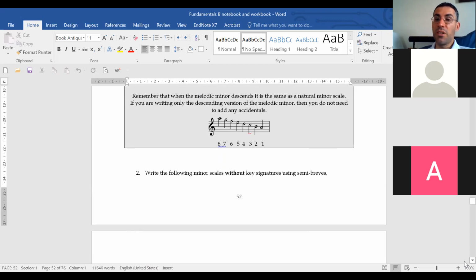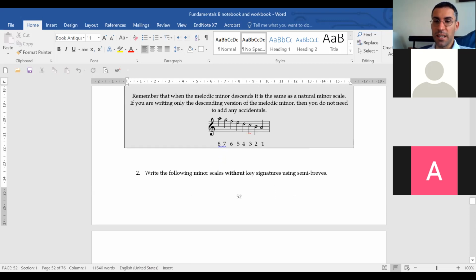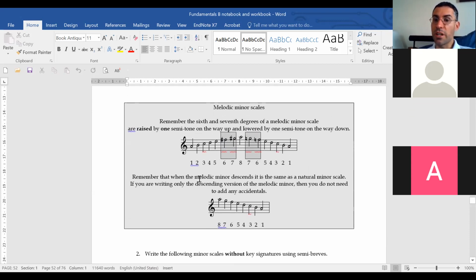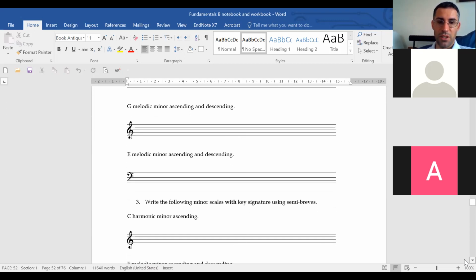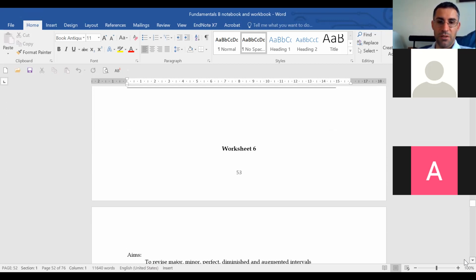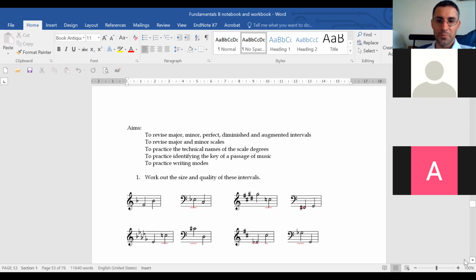Then we're going to be writing melodic minor scales. Do you remember that? Here is just a reminder that when you're going up a melodic scale, it's the 6th and 7th notes that are raised. And then on the way down, the 7th and the 6th notes are flattened. Okay. Actually, you know what? We've done this worksheet already. I'm going through the wrong one. It's 6 that we need to do. My apologies. Worksheet 6.